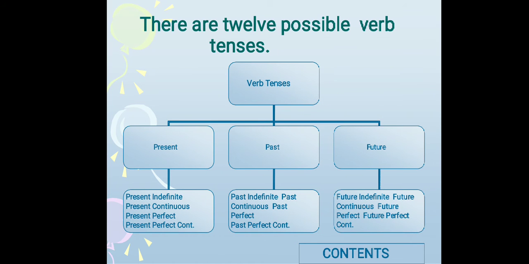There are 12 possible verb tenses. Firstly, the verb tenses are classified into three types, and each of the three types is classified again into sub three types. So there are totally 12 possible verb tenses. Keep a pause and just look at the chart for your understanding.